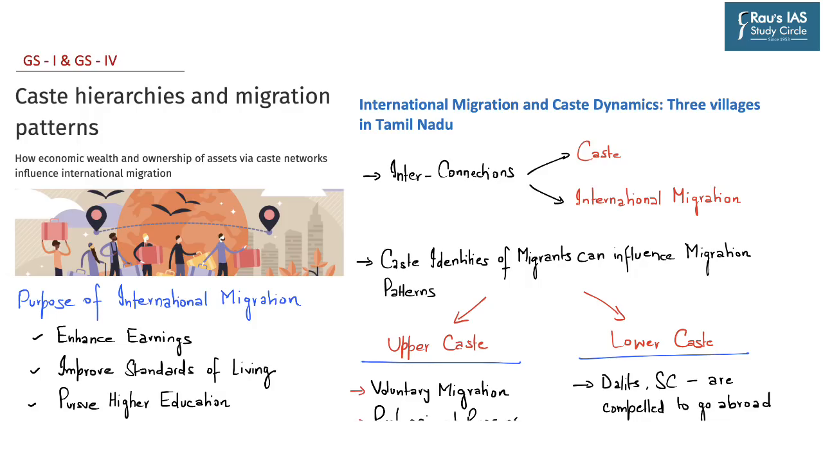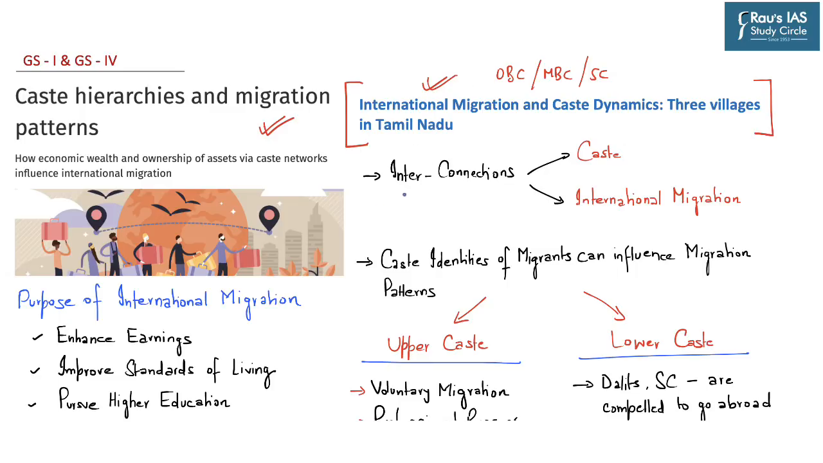So this news in the text and context section discusses a case study which has been published in Economic and Political Weekly with respect to international migration of men from 3 different communities, namely that of other backward class, most backward class, and scheduled caste. And the article appeared as International Migration and Caste Dynamics, 3 Villages in Tamil Nadu.